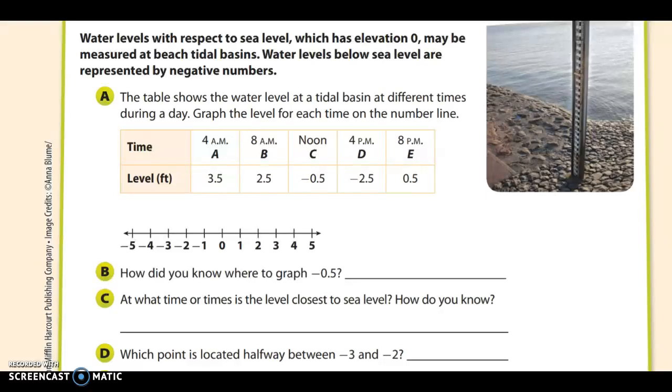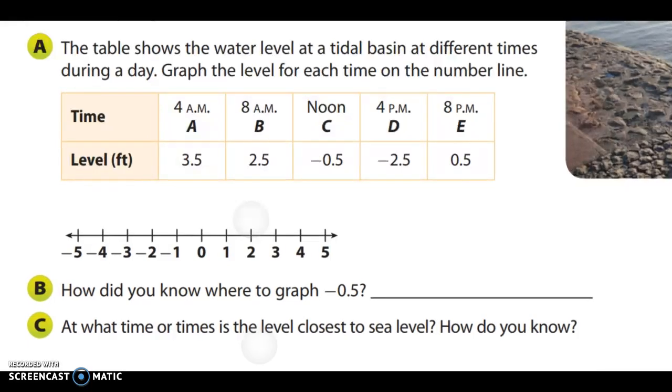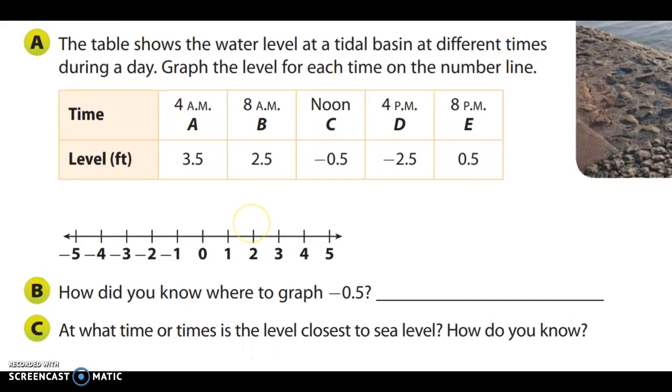So we've done something like this before. The only difference here is we've got some positive and some negative numbers to deal with. So let's check out the first one. At 4 a.m. is 3.5. And I think what I'm going to do here is enlarge the page just a little bit so we can see the numbers and the number line really good. Okay.